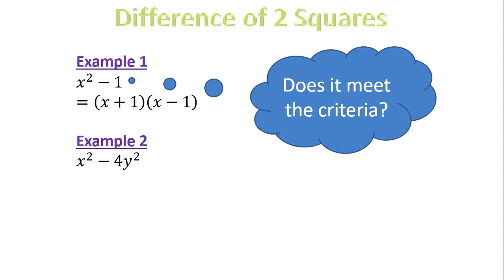Brilliant, it meets the criteria. Step number 1 and 2, write down your two brackets, a plus in one and a minus in the other one. Then step 3, write down the square root of the first term at the beginning of each bracket. So what times itself gives me x squared? Hopefully you can see it's x. Then what times itself gives you 4y squared? As we said, 2y times 2y gives me 4y squared, and so I write 2y after the plus and 2y after the minus. There we go, factorized.